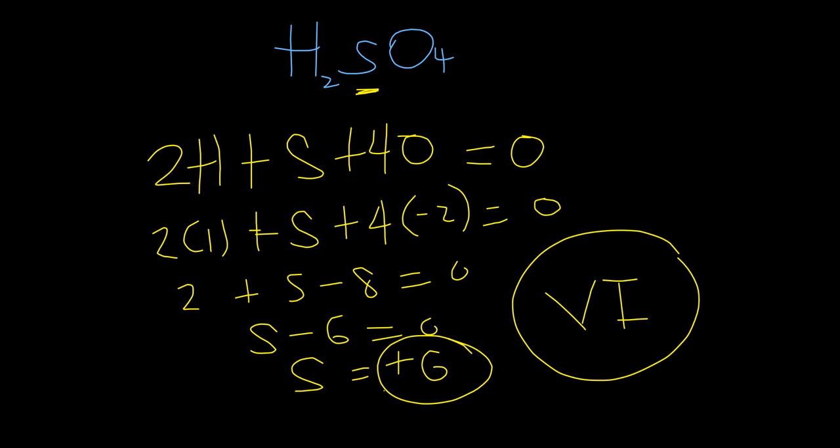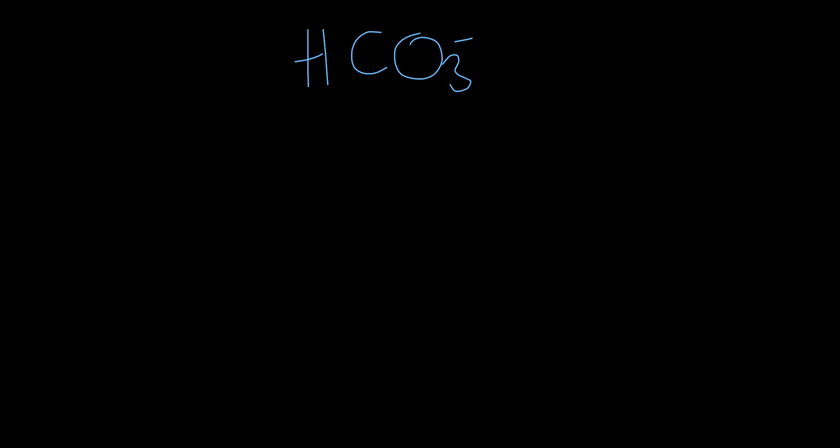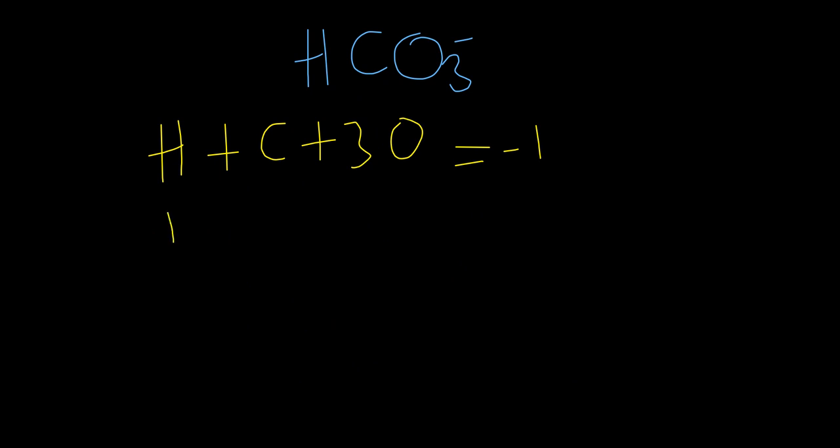Let's look at another example. In this example, we have HCO3 minus. So here clearly the charge on this compound is -1. The compound or molecule has hydrogen, it has carbon, and it has 3 oxygen atoms. The charge of hydrogen is usually 1 in most compounds, plus the carbon, which we are looking for. We are looking for the oxidation state of the carbon. Then plus 3 times the charge of oxygen, which is usually -2, equals -1.